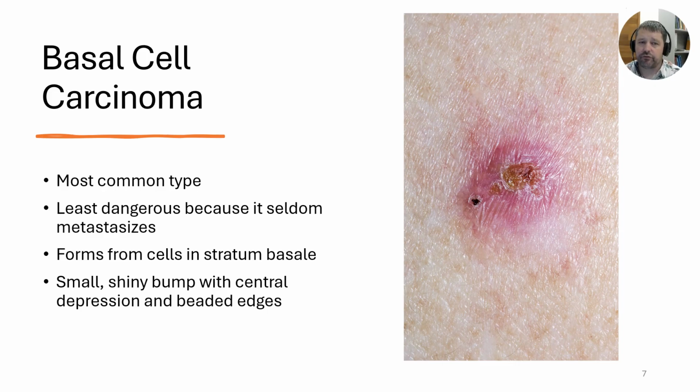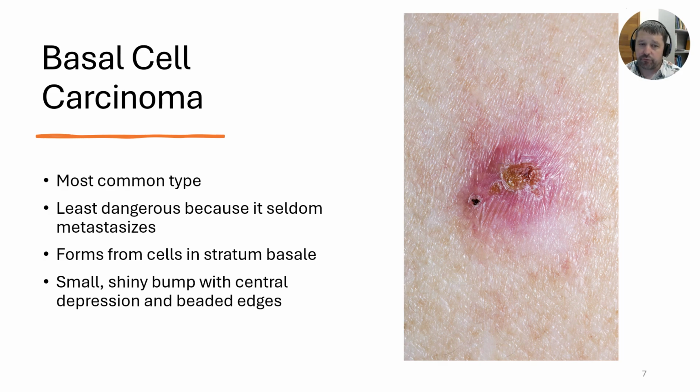So the basal cell sarcoma is the most common type. It's the least dangerous because it seldom metastasizes. That just means it seldom breaks apart and spreads and keeps growing. Most of the time it becomes encapsulated, and so that really limits the spread.